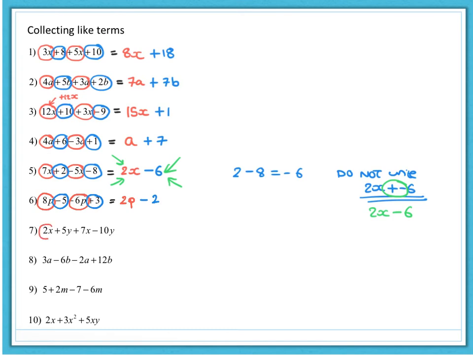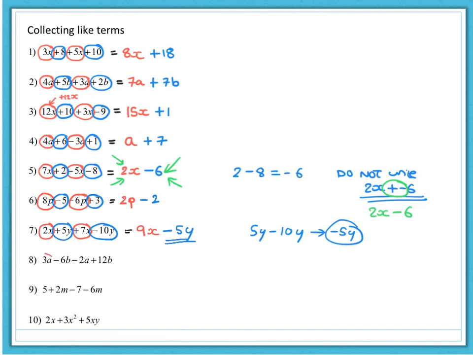Number 7, 2x plus 7x, they can be combined. Plus 5y minus 10y, they can be combined. Now 2x plus 7x gives us 9x. Plus 5y minus 10y, well, that is going to give us minus 5y. Again, do not write plus minus 5y as your second part of your expression. You've got a positive 5y and a minus 10y. That simply gives you a minus 5y to include in the second part of your expression here.